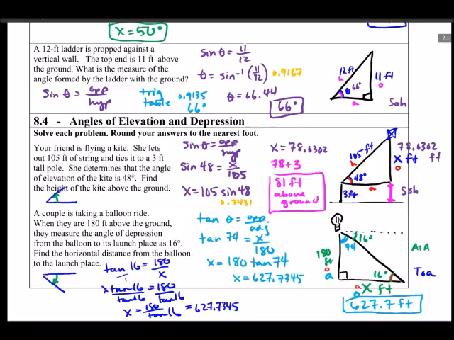So that's chapter 8, Pythagorean theorem, special right triangles, and SOHCAHTOA, trig. All of these are easy if you are careful and label, label, label. So good luck. I am sure you will do very well.